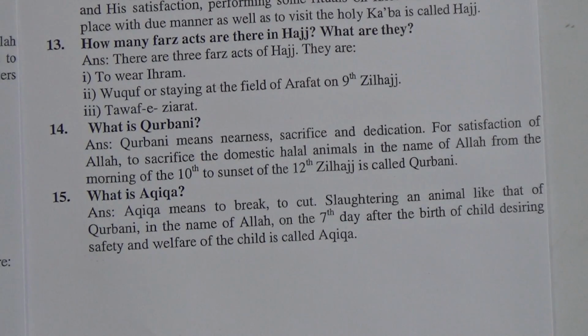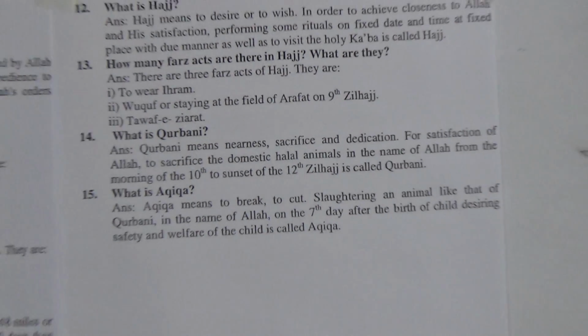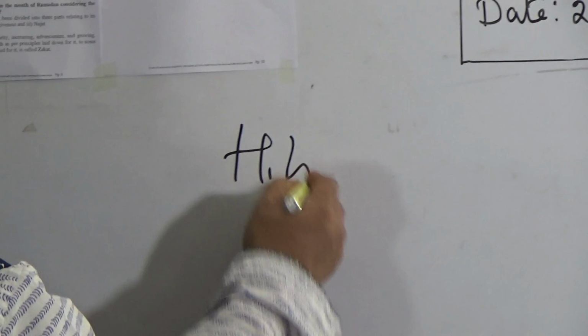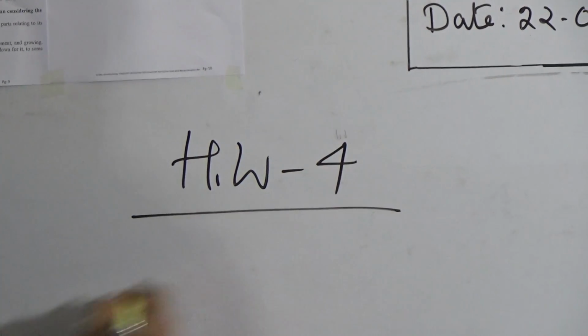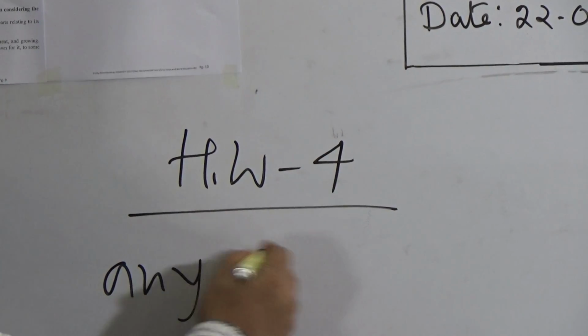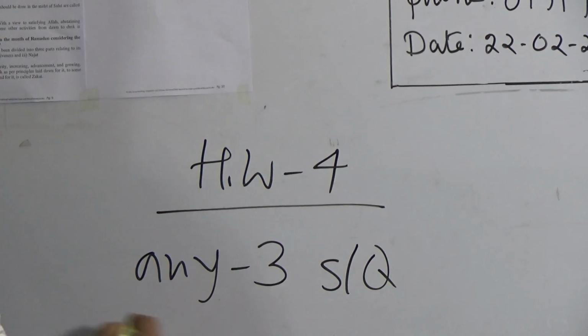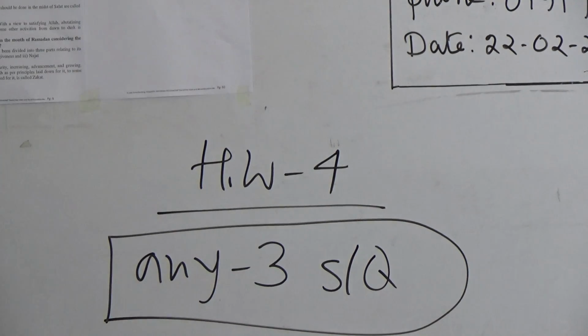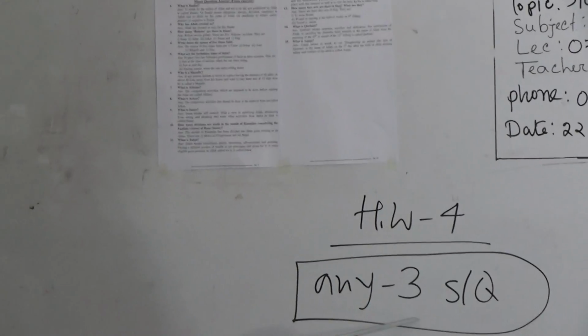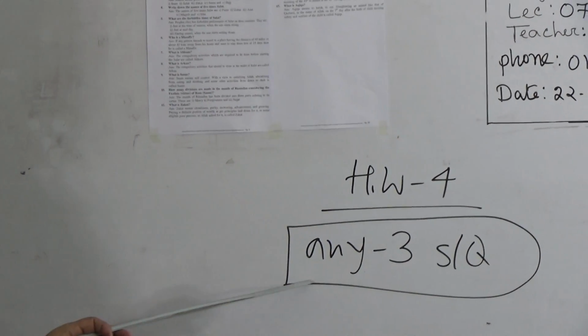My beloved students, now I am writing the HW. Your HW number 4, that is any 3 SQ. Any 3 SQ from here. I already provided you 15 SQ. You will write any 3 SQ. This is your HW number 4.